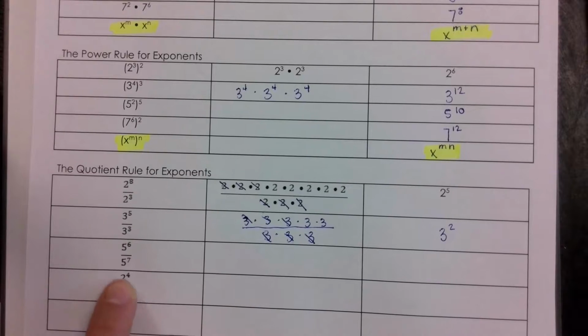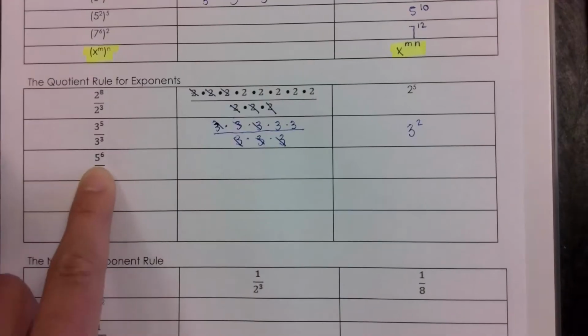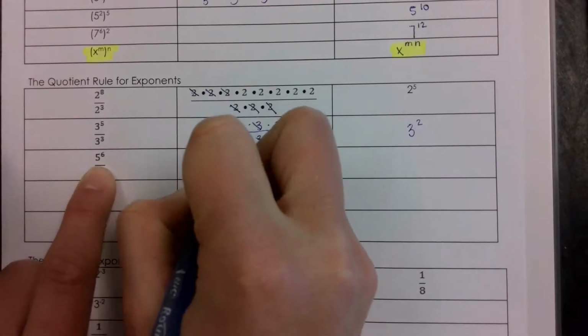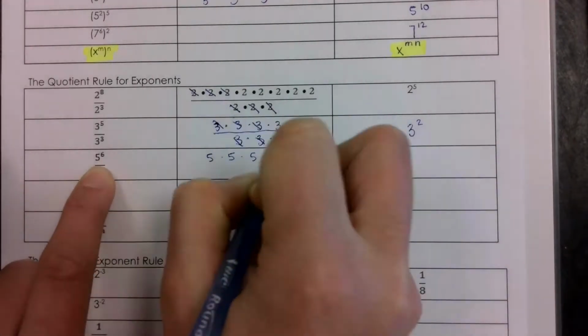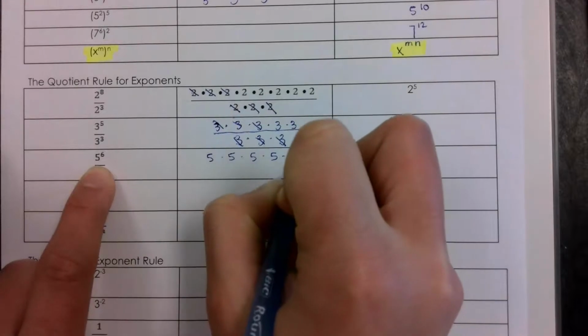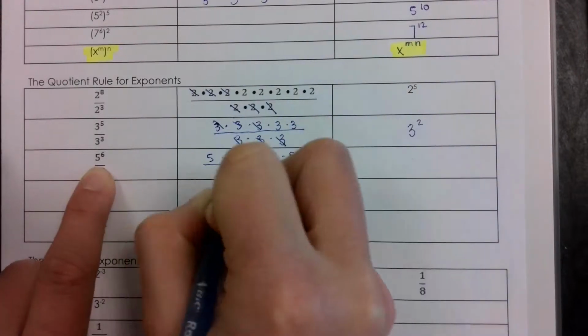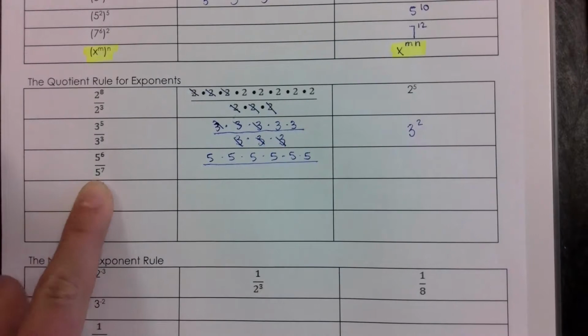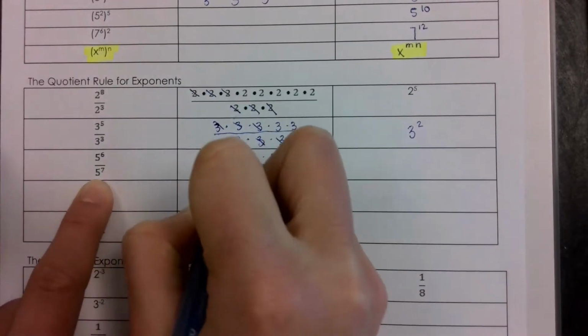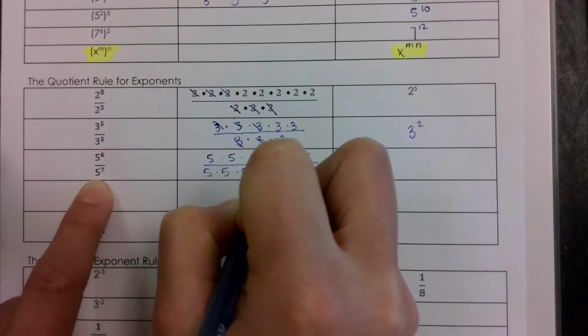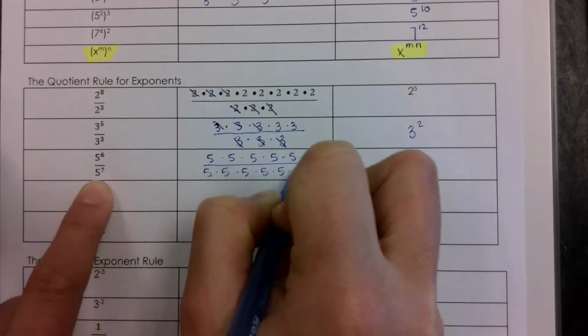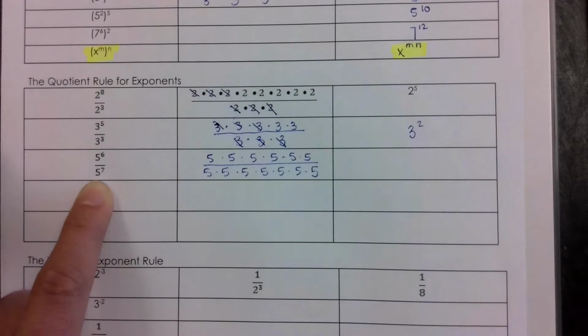So we've got 5 to the 6th on top. So how many 5's are we writing on our numerator? 6 of them. And then on the bottom, how many 5's do we need to write? 7. So then we're going to start canceling, yeah?